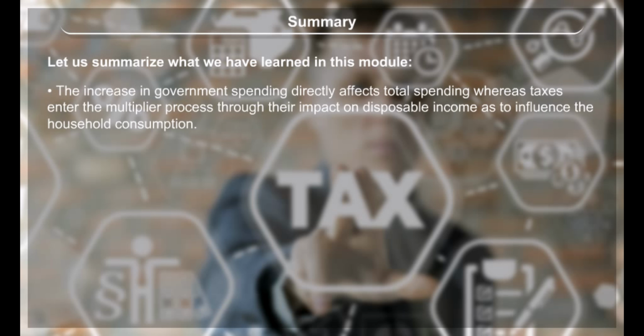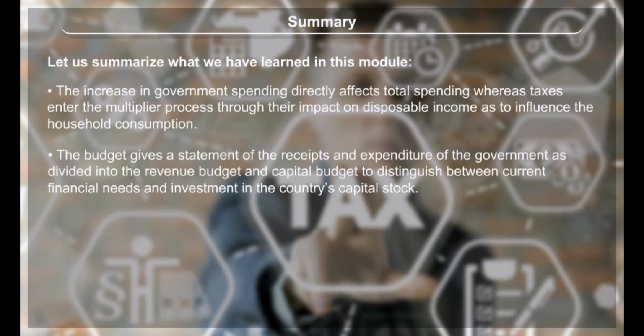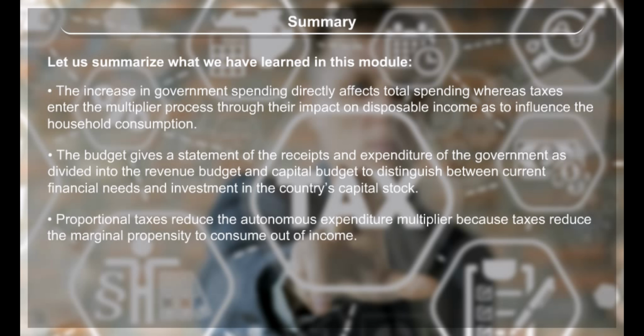The increase in government spending directly affects total spending, whereas taxes enter the multiplier process through their impact on disposable income, influencing household consumption. The budget gives a statement of the receipts and expenditure of the government, divided into the revenue budget and capital budget to distinguish between current financial needs and investment in the country's capital stock. Proportional taxes reduce the autonomous expenditure multiplier because taxes reduce the marginal propensity to consume out of income.